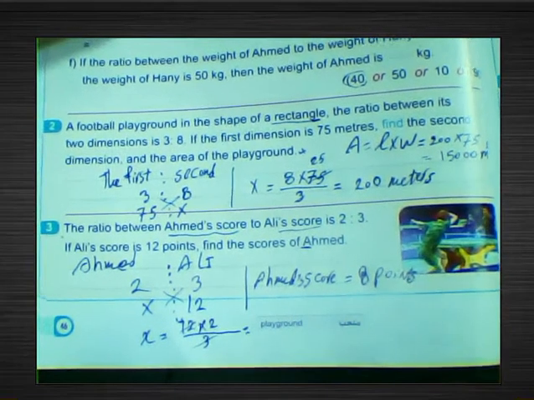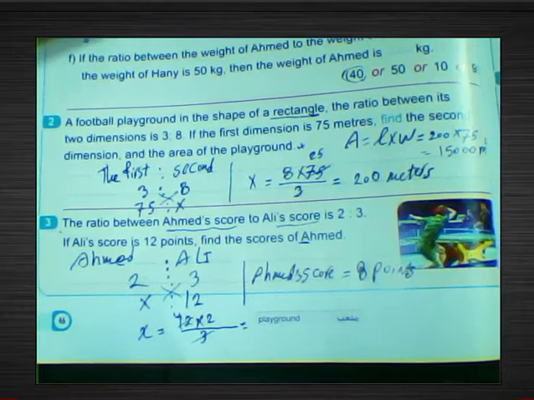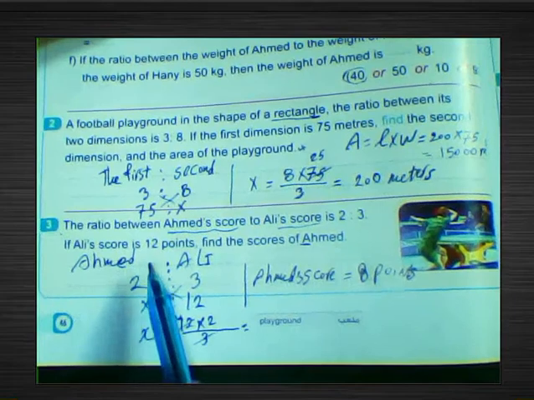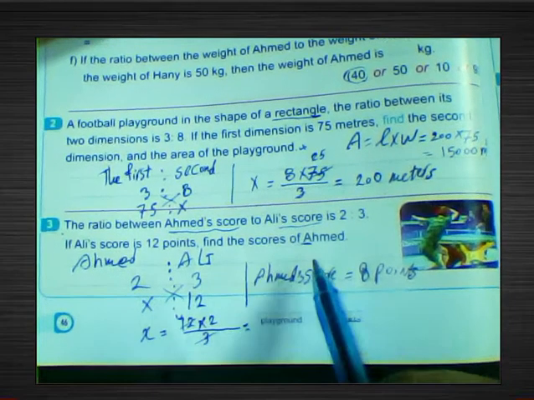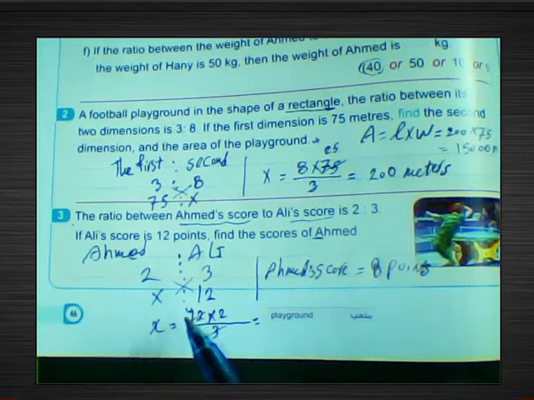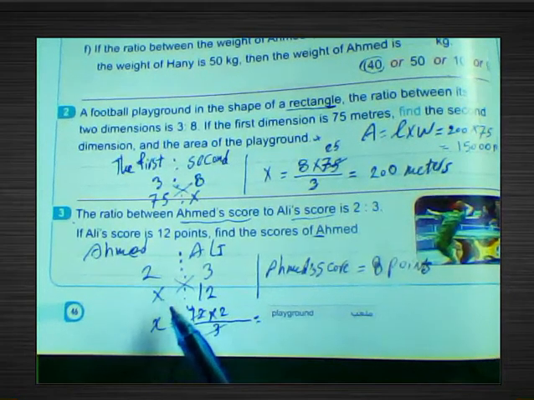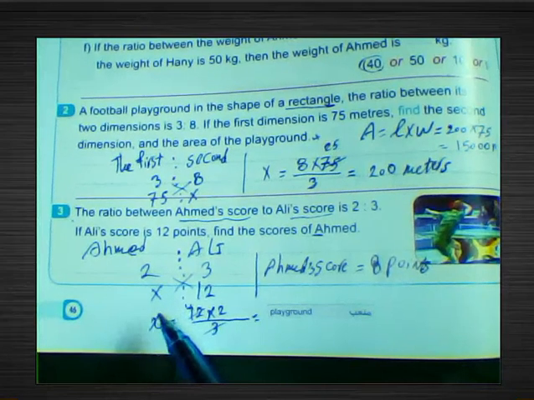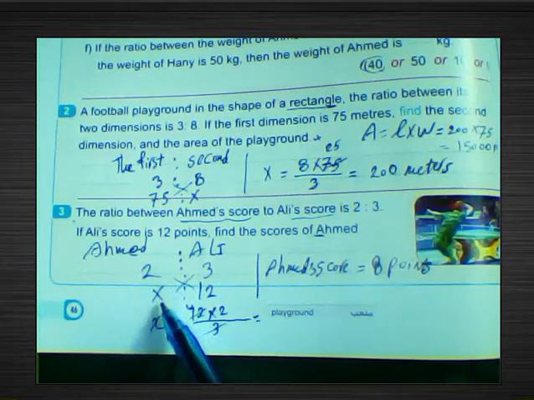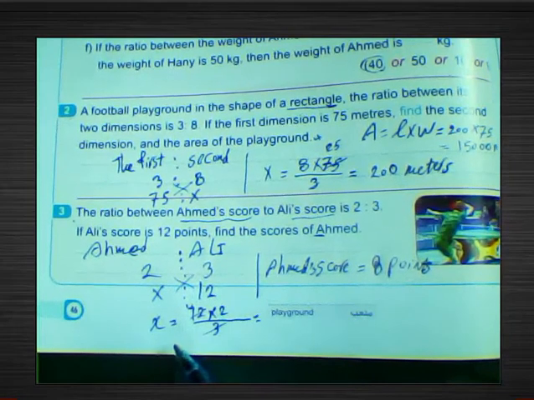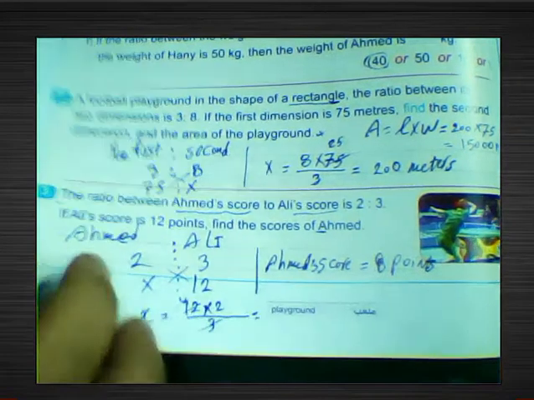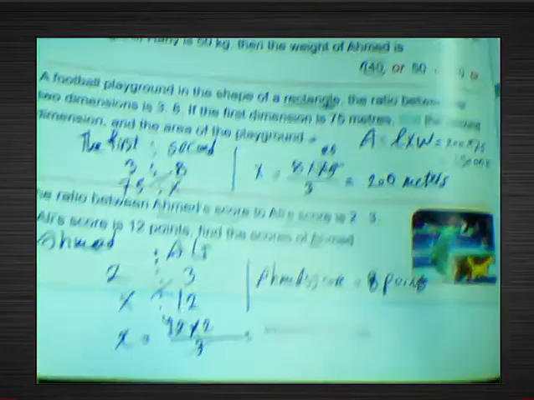Understood it? Again, the ratio between Ahmed's scores to Ali's scores is 2 to 3. If Ali's score is 12 points, to find the score of Ahmed, first we write Ahmed to Ali, 2 to 3. We don't know Ahmed's score. We want to find this, so we write X here, and Ali 12. So the result will be 12 times 2 over 3 equals 8 points. Understood it? Okay.